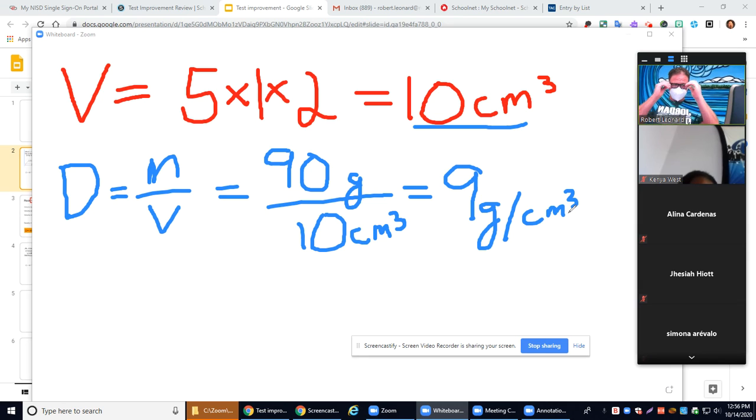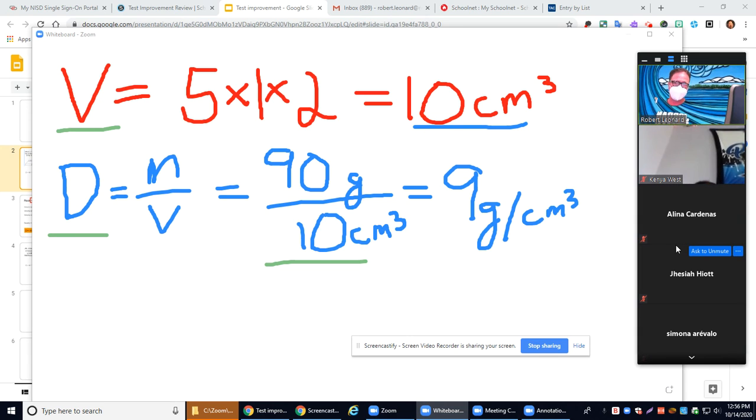Again, make sure you show each step and always write your formula. So the first thing I did is I solved for volume, and I wrote my formula for density, and I solved for density. Again, I would highly recommend using a calculator. All right, going on to number 2.